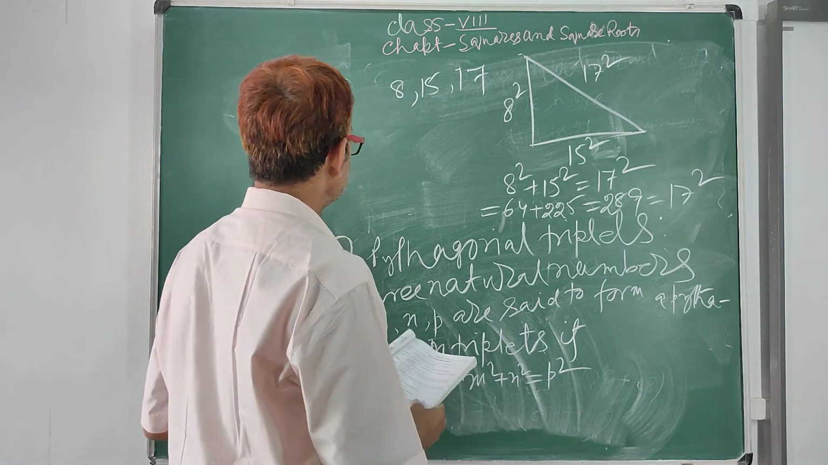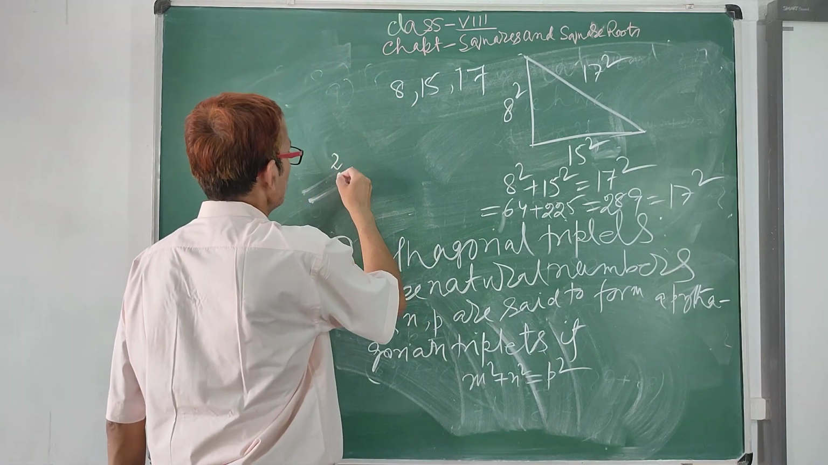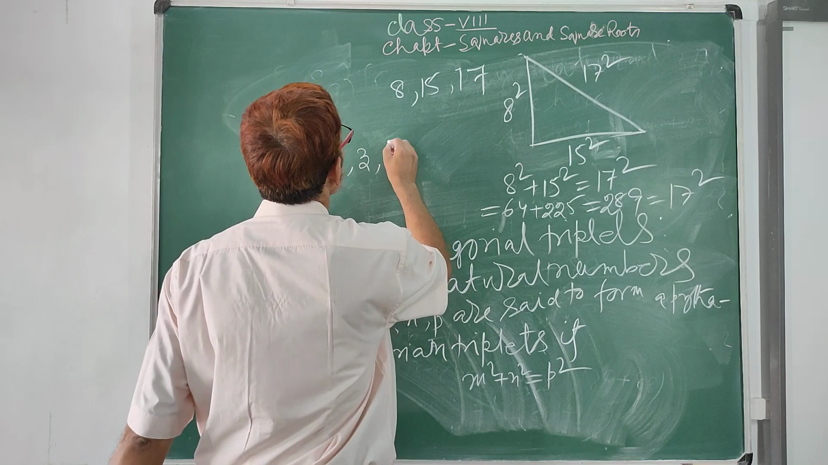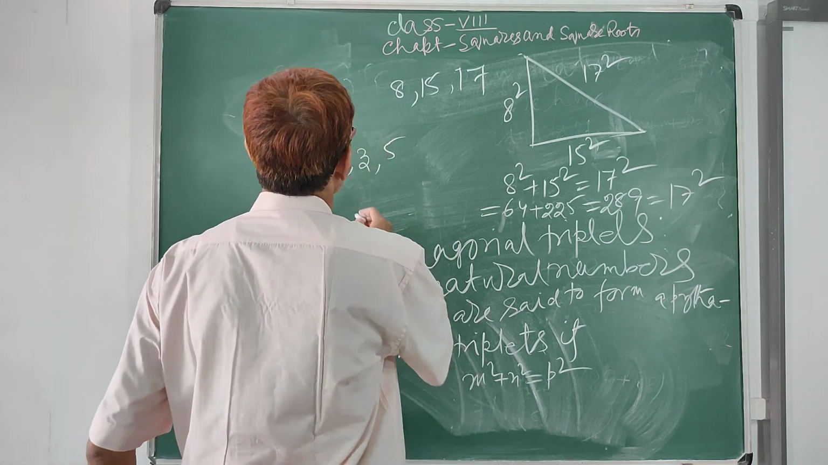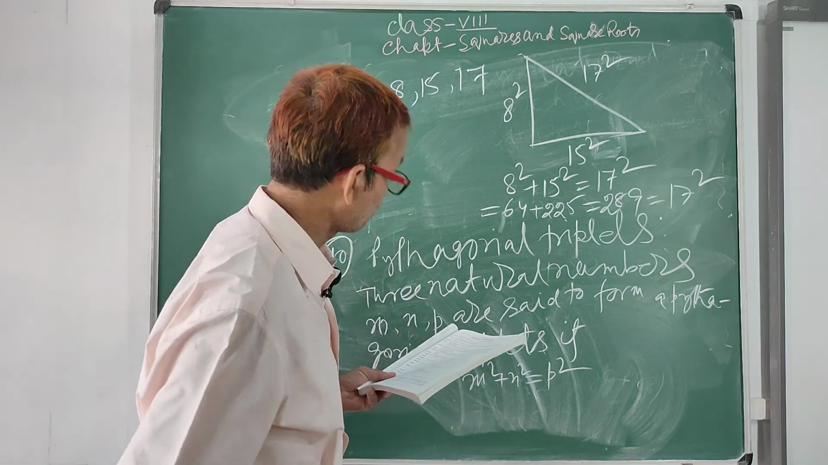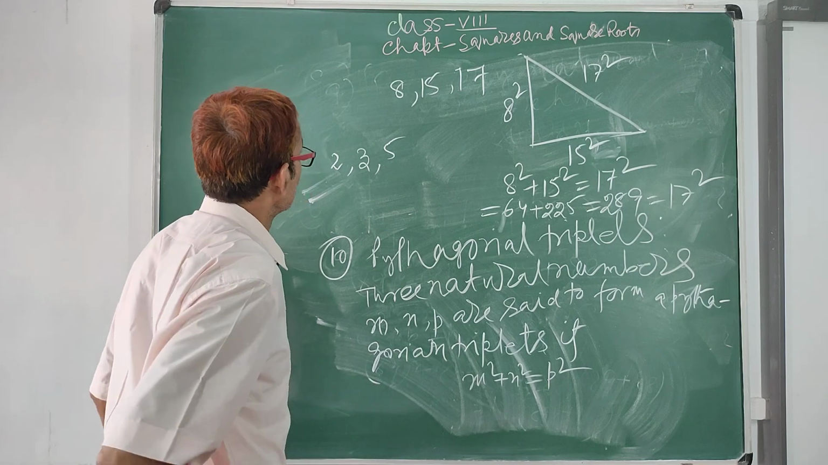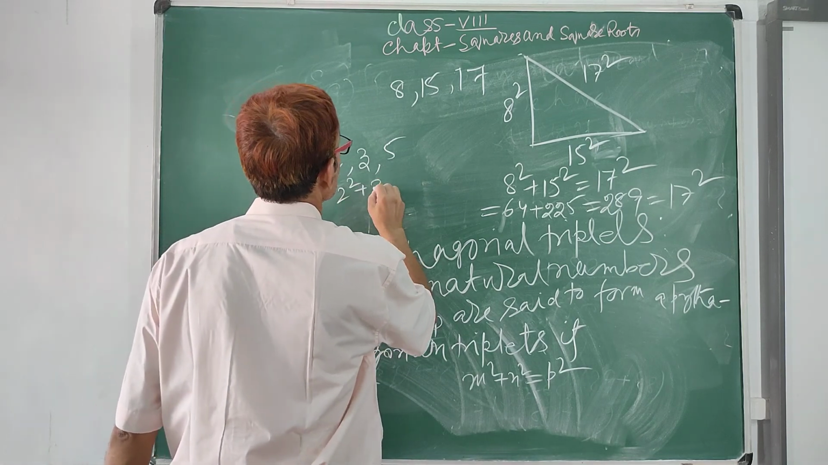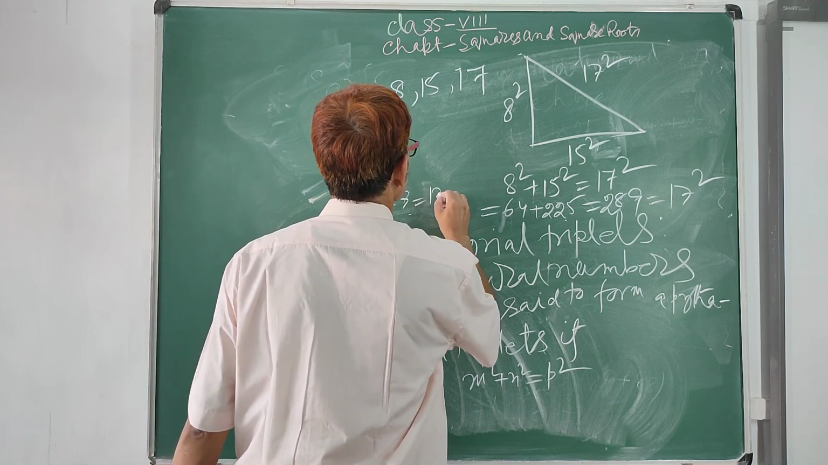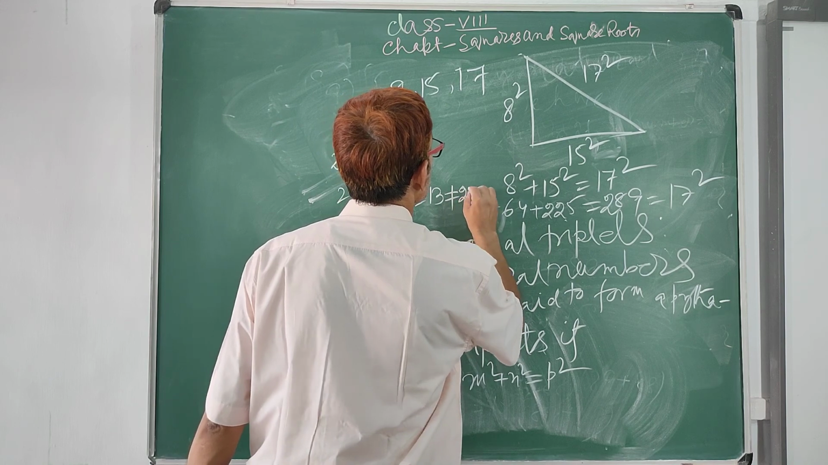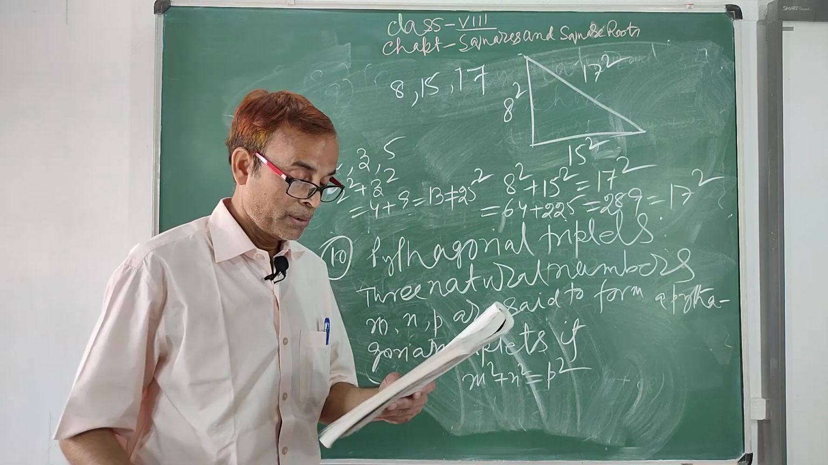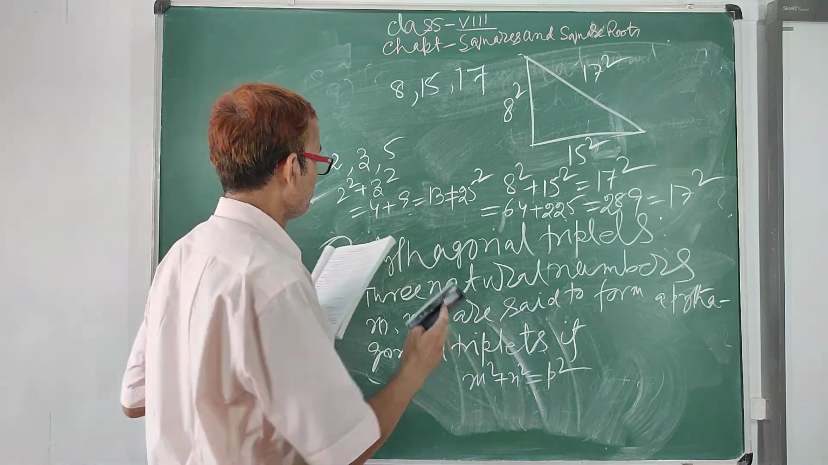Another example is 2, 3, 5. No, this is not a Pythagorean triplet, because here 2 square plus 3 square is equal to 4 plus 9. This is equal to 13, not equal to 5 square. So 2, 3, 5 are not Pythagorean triplets.